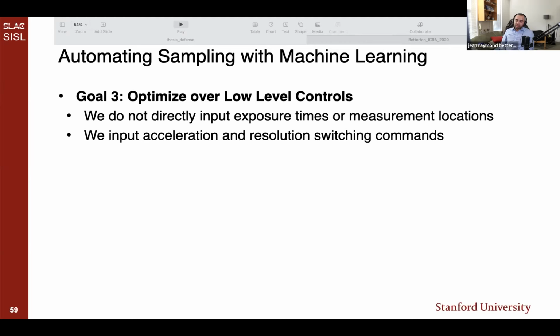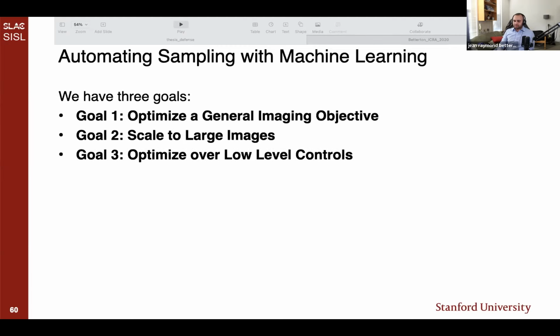So overall, the combined goal of handling a general imaging objective, scaling to large images, and handling low-level trajectory inputs makes it non-trivial to apply many previous works to this problem, to the extent of our knowledge. So now I'll describe how we approach these three goals and go a little bit into our methodology.